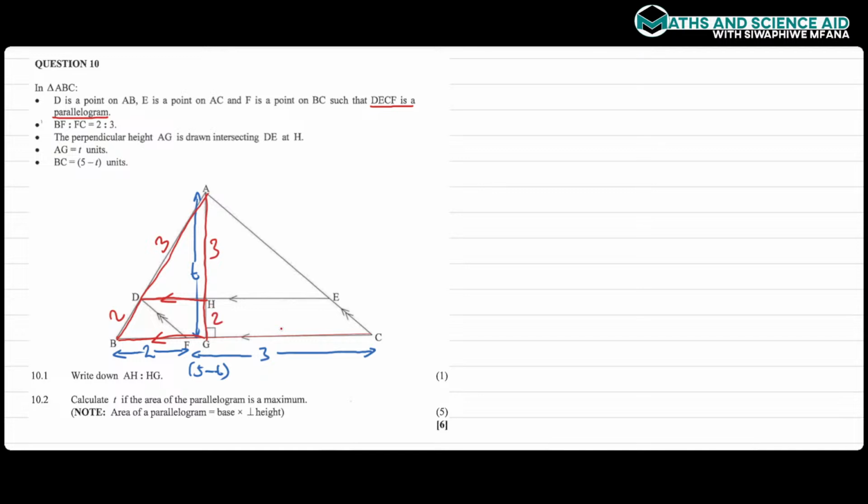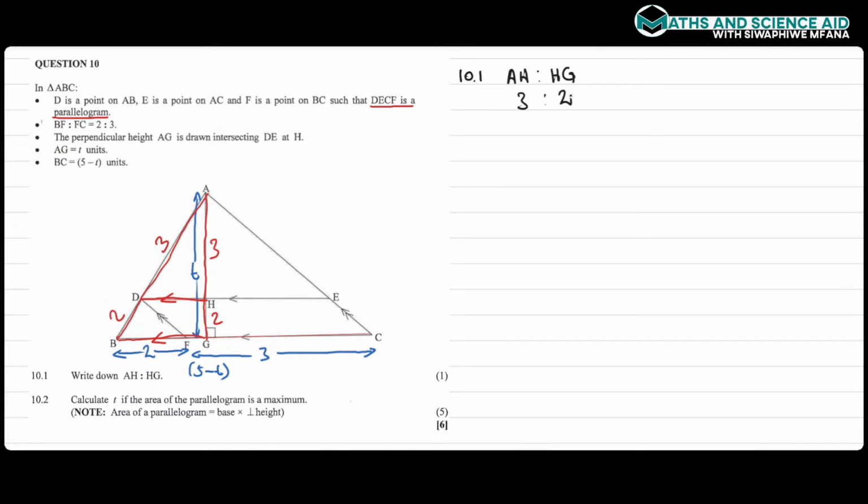So you see, just like that, we have finally worked out the ratio of AH to HG. There is no specific working that you are expected to show for this question, but you just need to be able to work it out and then write it down. As you can see, unfortunately, all that work is worth only a single mark. So the ratio of AH to HG is 3 is to 2, guys.